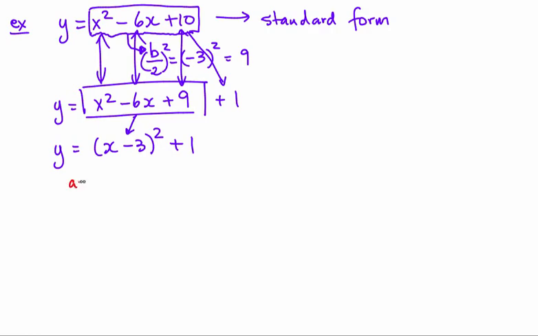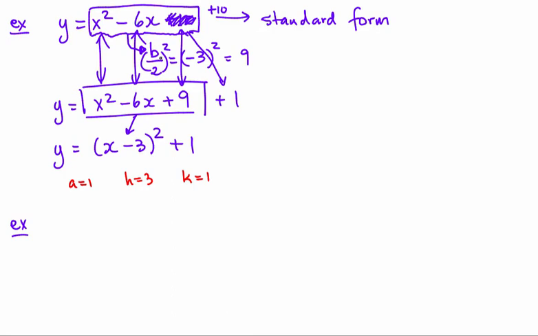I've got an a value of 1, an h value of 3, and a k value of 1. Before we go to the next example, here's what I did. I looked at this equation and thought, what would I need to add? So move this 10 over for a second. What would I need to add here so that this would be a perfect square trinomial?